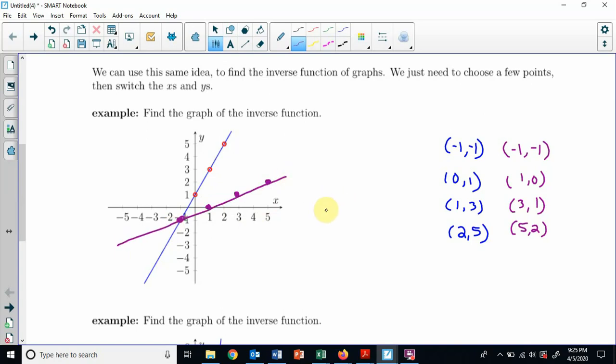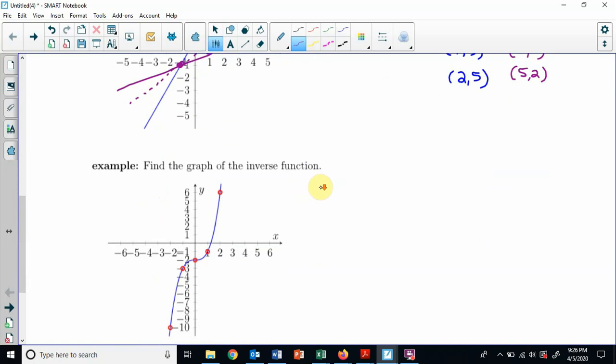Okay, so I'll go ahead and tell you this. The shape will be about the same. It'll just be reflected over this diagonal line here. So notice it looks like a mirror image across that diagonal dotted line that I drew. Okay, but it's pretty easy to draw an inverse if you can just pick some points, swap the x's and y's, and then trace your points. So that's really easy.